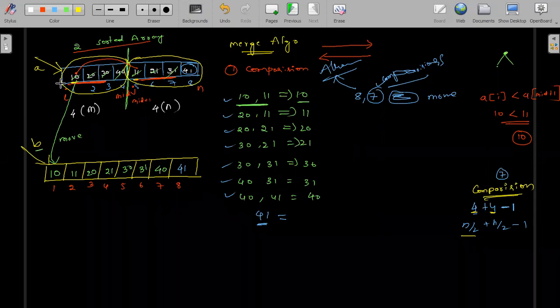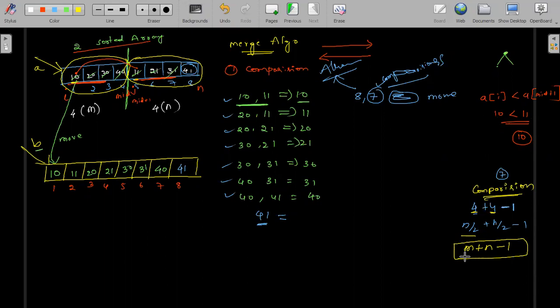Can I write this whole array, nothing but the left array or right array, nothing but sub arrays, nothing but sorted arrays? Can I write like this? M plus n minus 1. These many comparisons will happen in the merge algorithm. Very, very important. I showed you very clearly. Okay, fine, so this is about the comparisons.